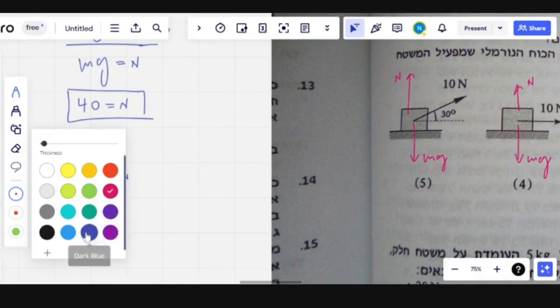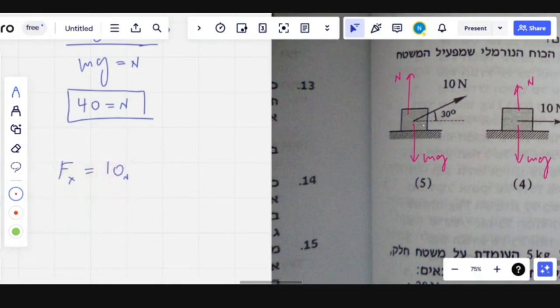And what we want to do is separate it into two components, the x component and the y component, right? So what's going to be the x component?